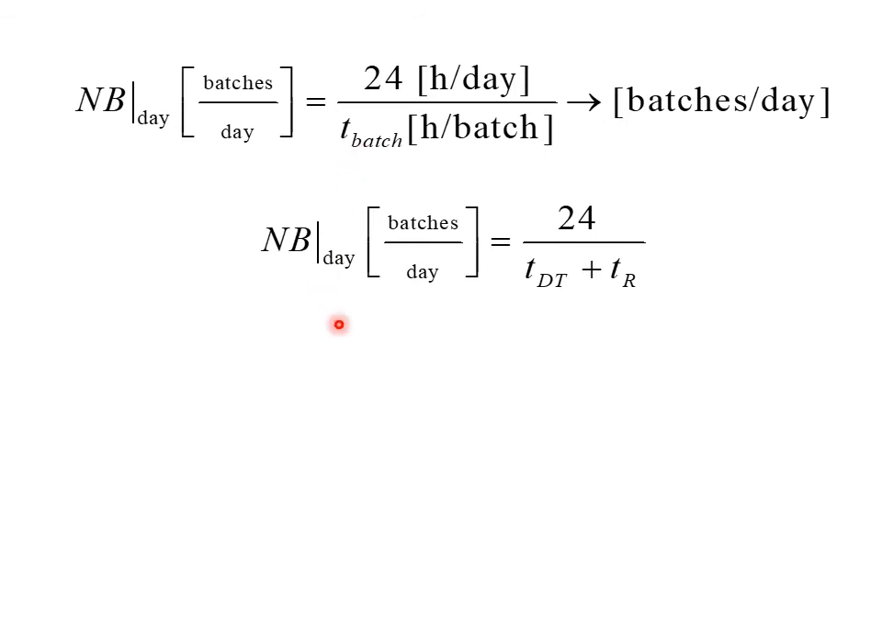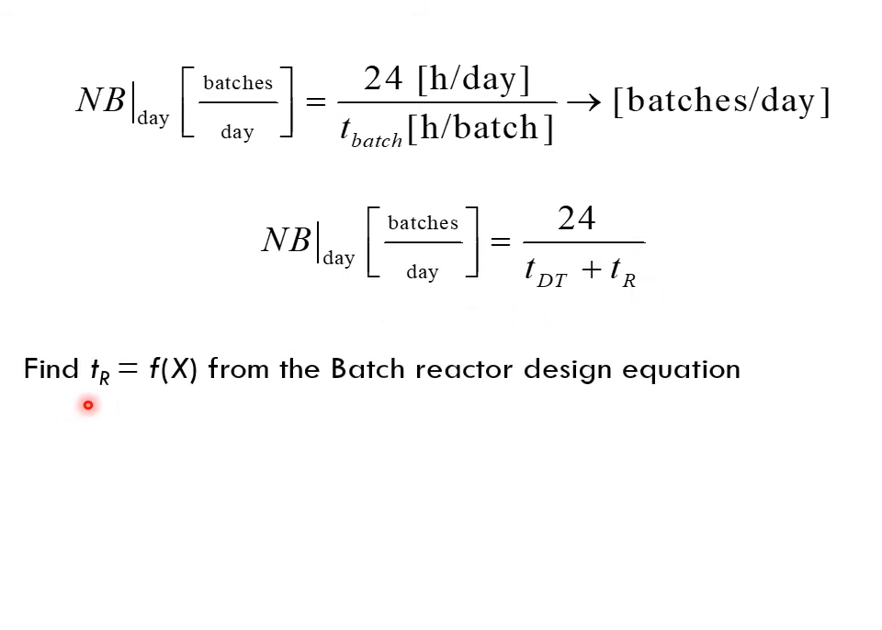Okay, so the time required for every batch, or the time for every cycle, or the total time for every batch equals the downtime plus the reaction time, correct? The downtime, we have it already specified, 0.2 hours. And let's see where we get the reaction time from. Any idea how we can calculate the reaction time? Yes, we can calculate the reaction time from the batch reactor design equation. And obviously we can find it as a function of X.